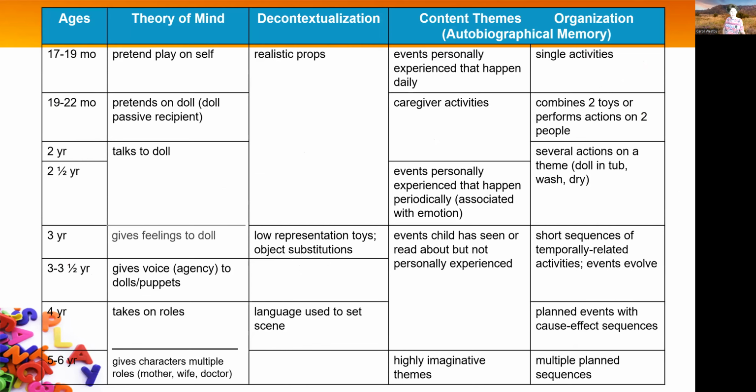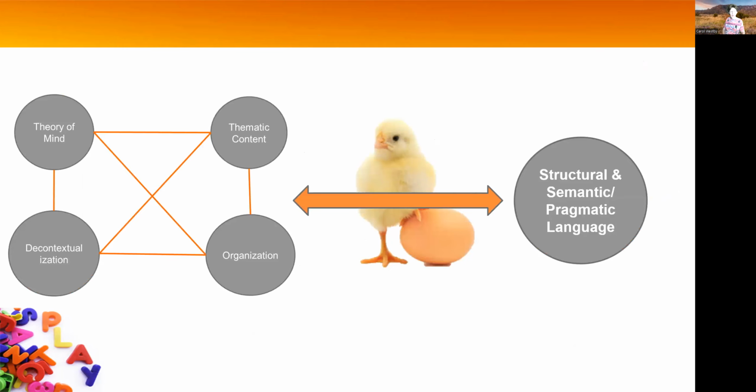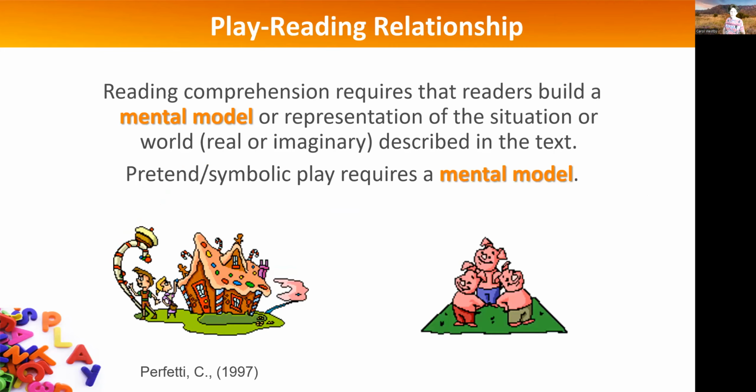In this session, we're going to look at development in each of these play dimensions, starting at 17 months and moving up to around 5 or 6 years. These 4 dimensions of play are all interactive, and in typically developing children contribute to one another. Simultaneously, those 4 dimensions of play interact with the child's structural and semantic pragmatic language. This is chicken and egg. The better the play, the better the language, the better the language, the better the play.